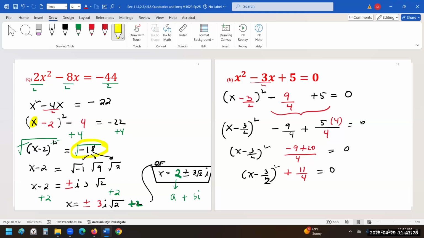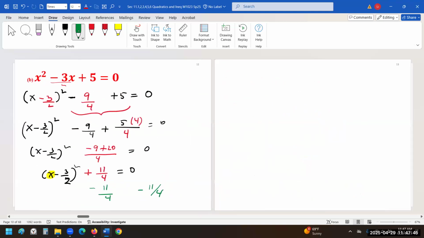Just like the last one, we want to get x alone. So we have 3 problems: one is this, that, and that. So we start one by one. First, we get rid of this thing. So we subtract. We get x minus 3/2 squared equals negative 11/4.